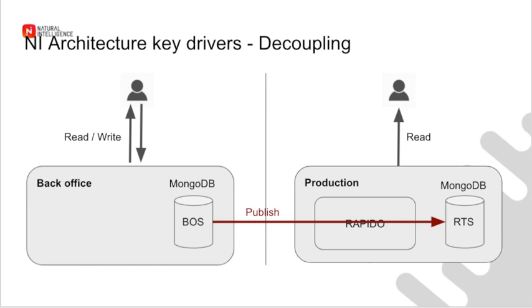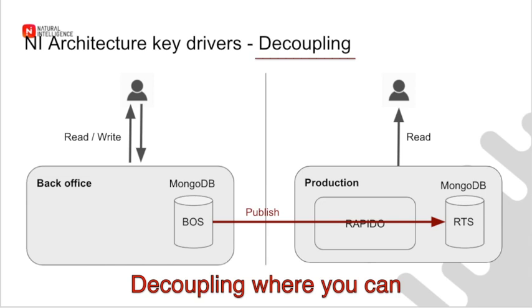Within our system, we have a publish process, which allows us to selectively copy entities from the back office to our production environment, thus creating a decoupling between both systems. And this is our first architecture rule: decoupling where you can. The decoupling allows us to develop the back office and the serving platform independently from each other. We even use different teams and a completely different development lifecycle.